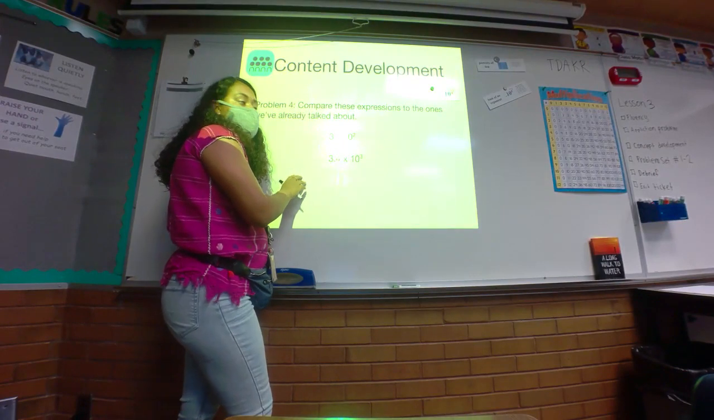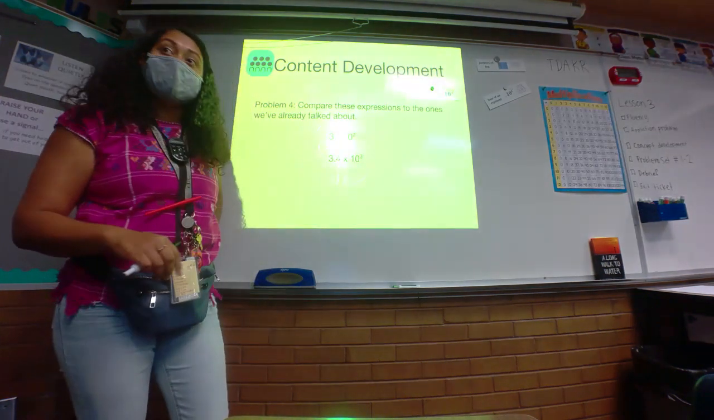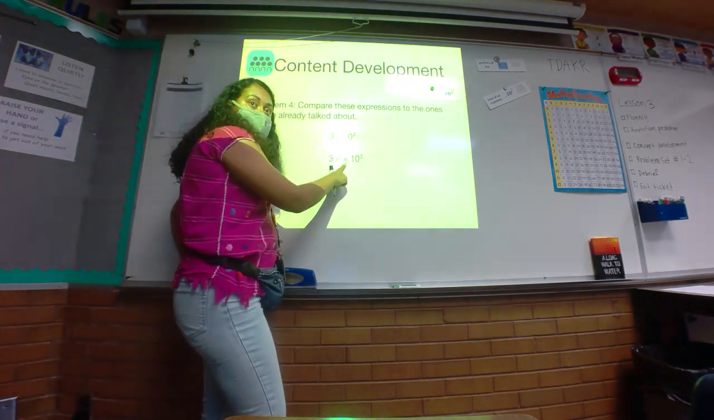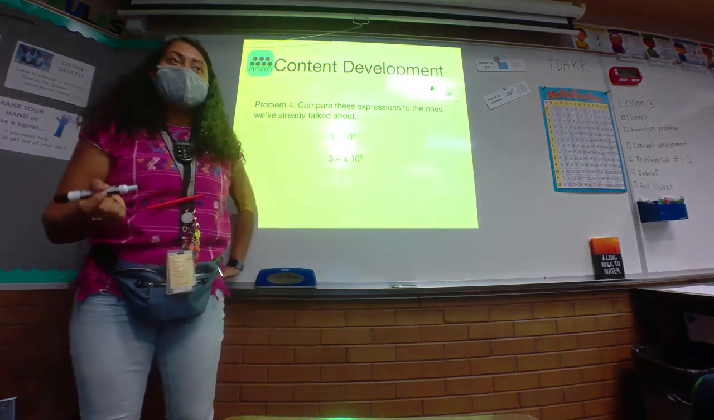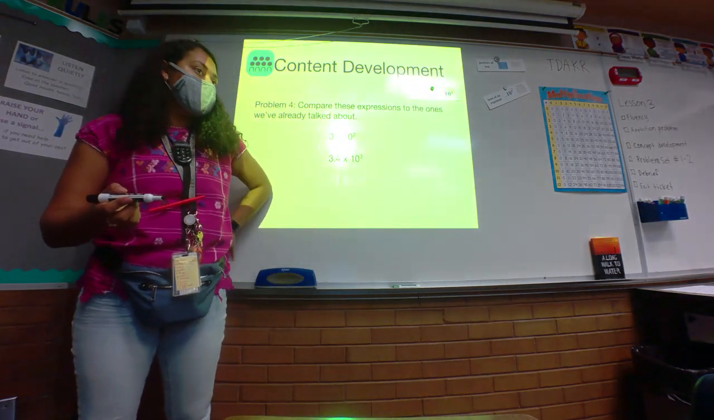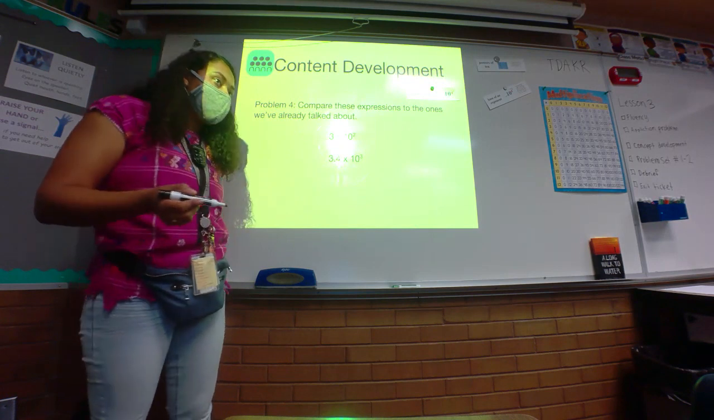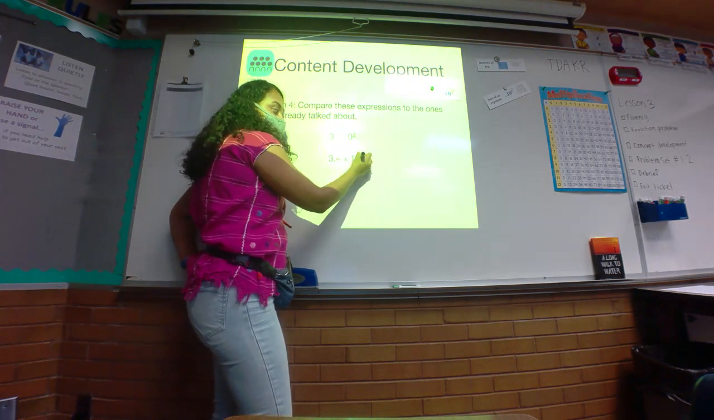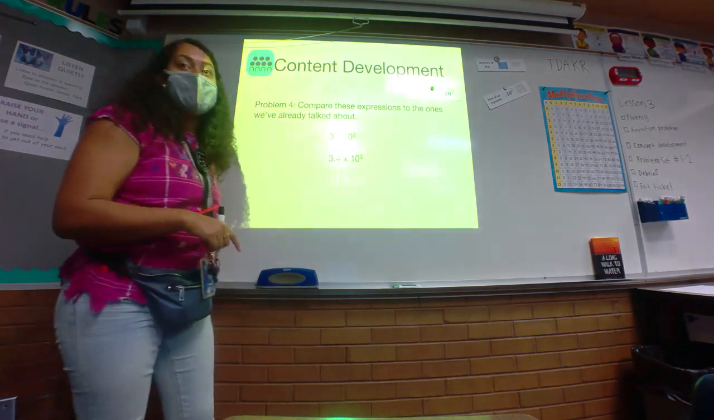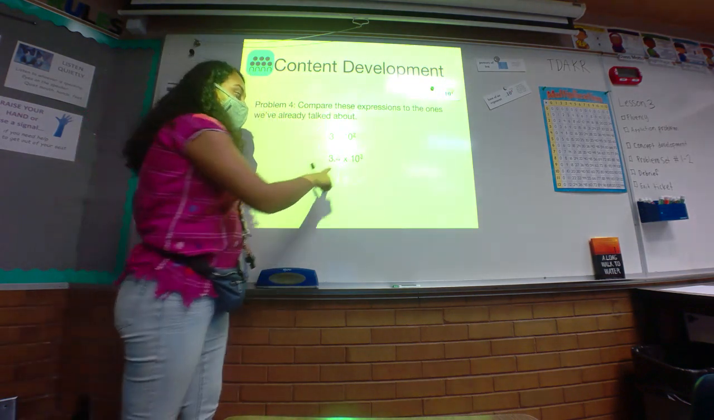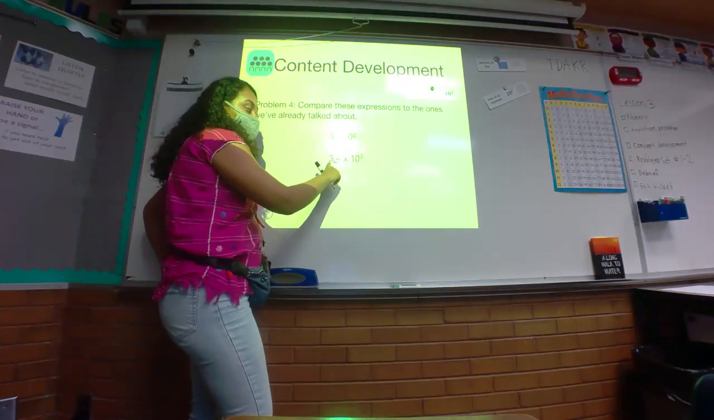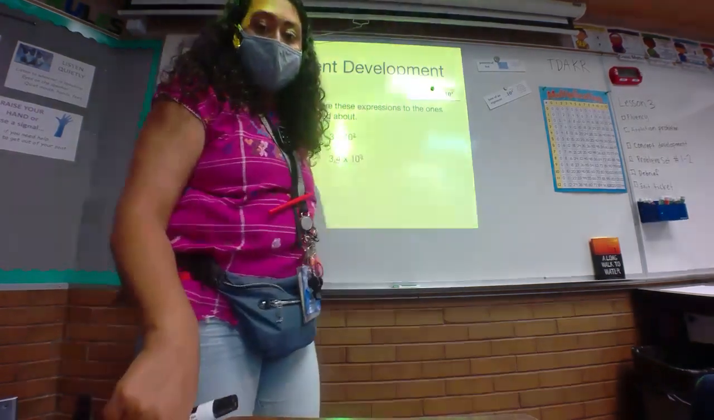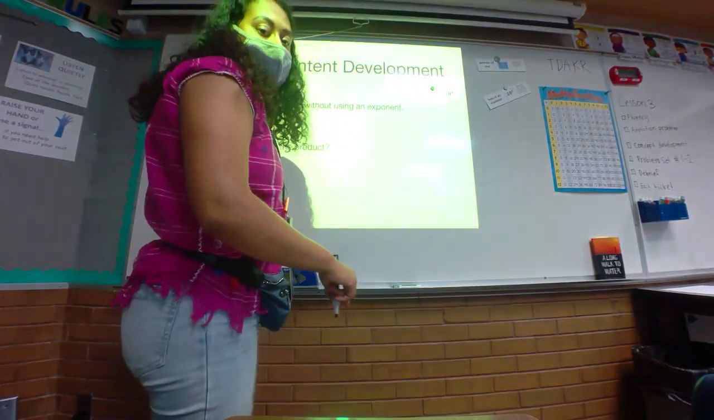What else is the same about these two expressions? They're both multiplication, right? Good. Okay, what is different about these two expressions? They're different powers of 10. That one has 2, this one has 3 powers of 10. This one has a decimal as well, right? This one has 3 4/10. This one just has 3. Okay, good job.